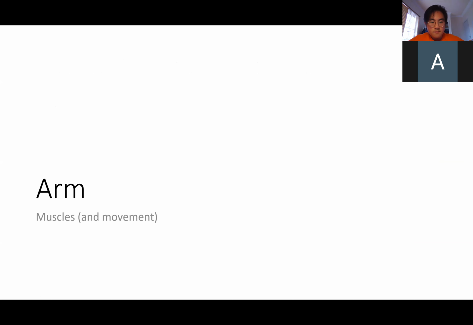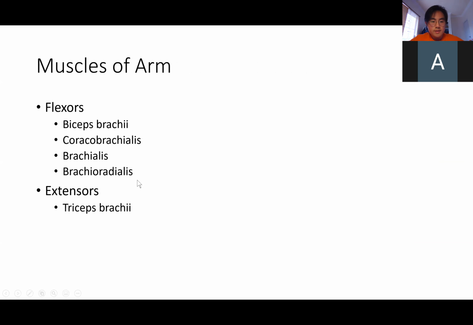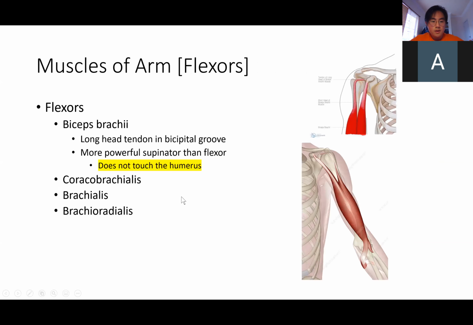Now we'll talk about the arm. So we've got a few flexors, one extensor. First, let's touch on the biceps brachii. The important facts are that the long head tendon runs in the bicipital groove, and that the biceps brachii is actually a really powerful supinator, right? Rather than a flexor.